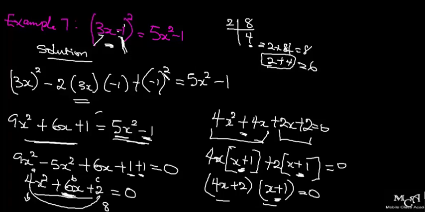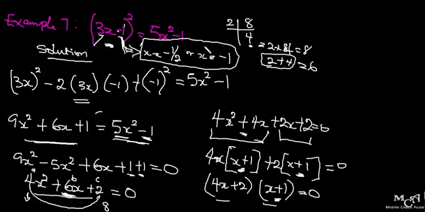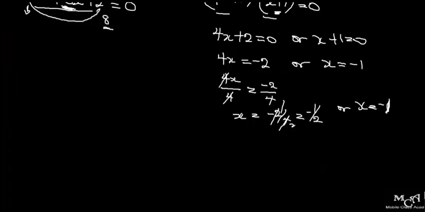The factorization of this question gives x equals negative 1 over 2, or x equals negative 1. This is the solution to this question. So that's it for example 7. Now let's look at one or two examples before we call it a day. Let's look at example 8.